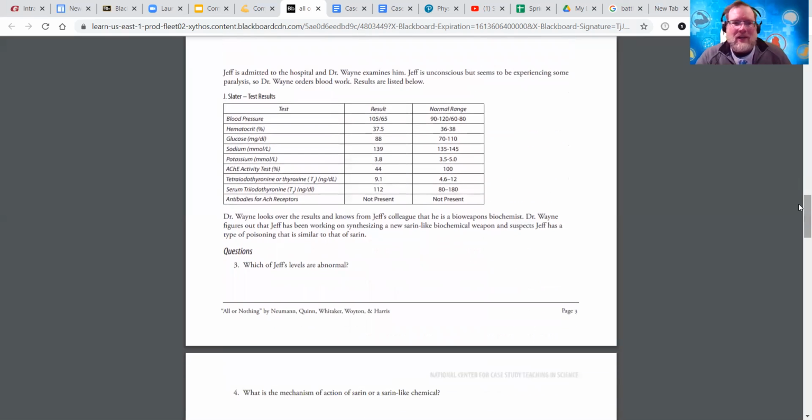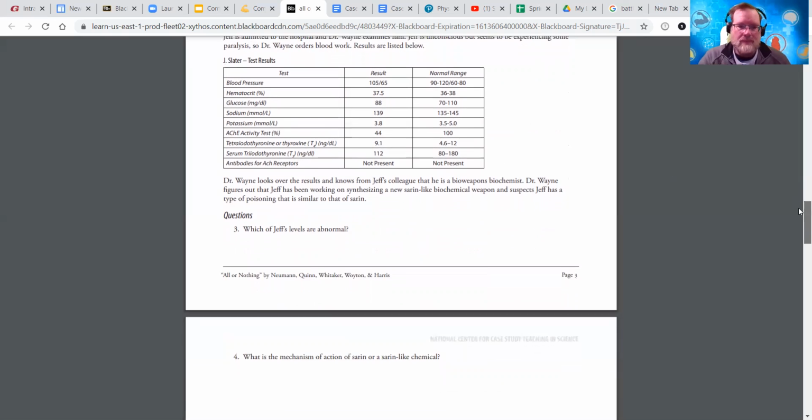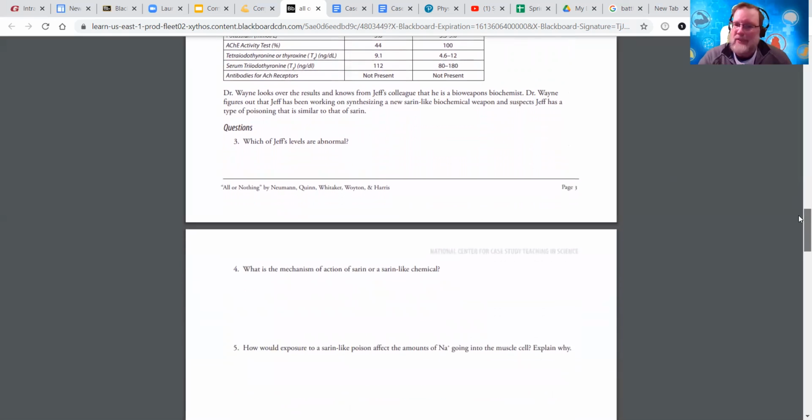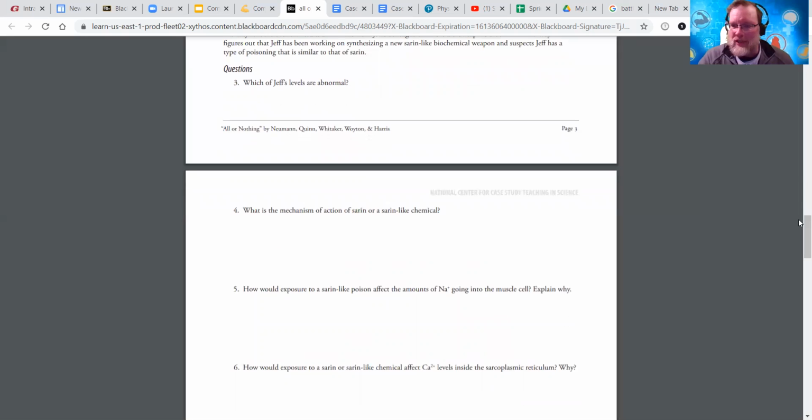We get a chart of Jeff's test results. We see the acetylcholinesterase is at 44 and should be at 100. So he is low on acetylcholinesterase. Okay, so it asks about that, which are abnormal, and the mechanism of action of sarin or sarin-like chemical. So you can research that.